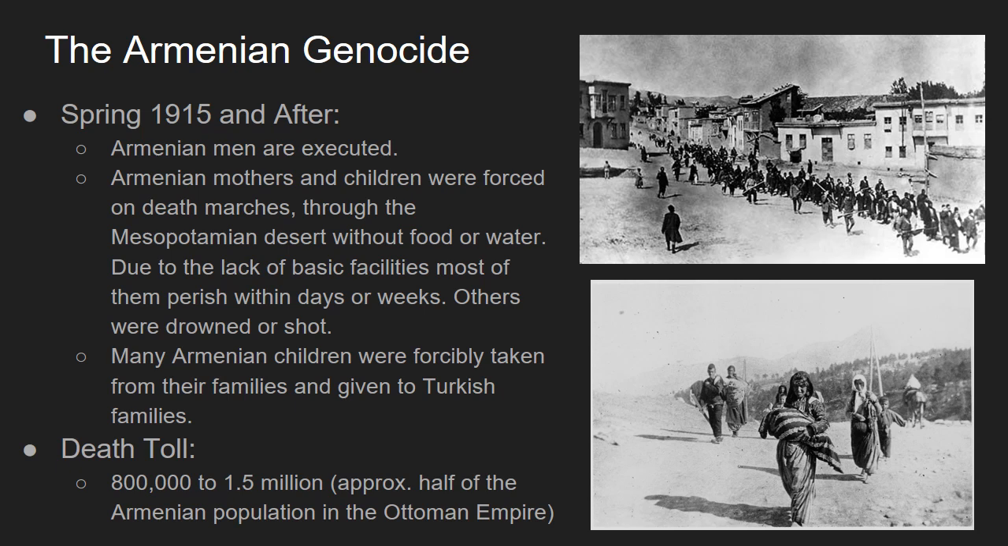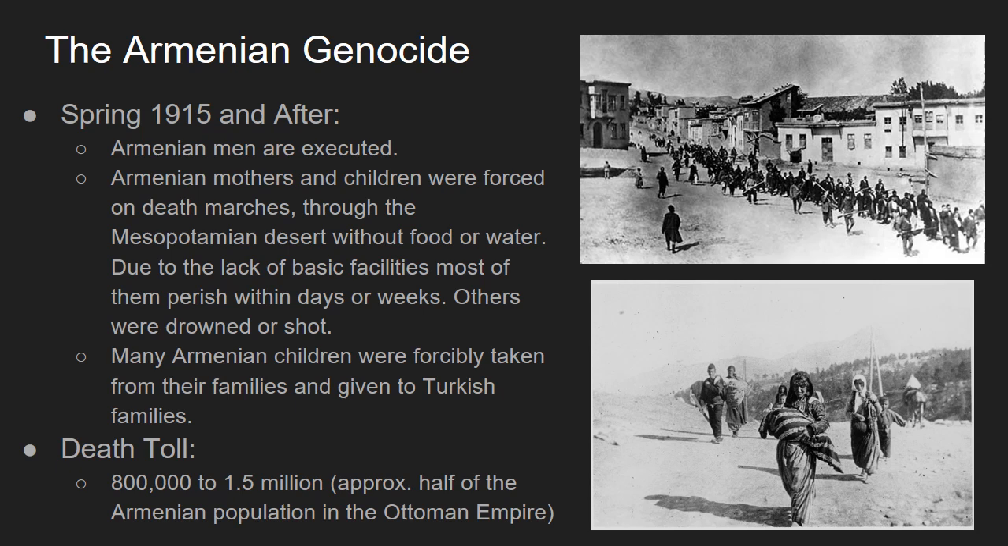There are sort of refugee camps out in the desert that are completely unsupplied in any way. We can see in the picture above one of these marches with Ottoman soldiers with guns, sort of forcing the Armenians to march out into the desert.